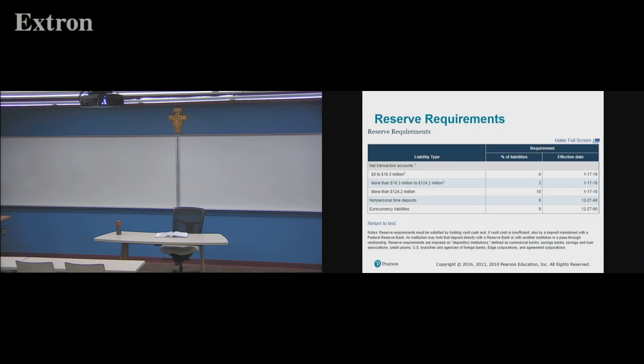Things like discount lending take a lot more time. Just the banks showing that they have the collateral takes time. They're not physically going to the discount window anymore like they used to, but that process takes a while. And reserve requirements also can take more time.